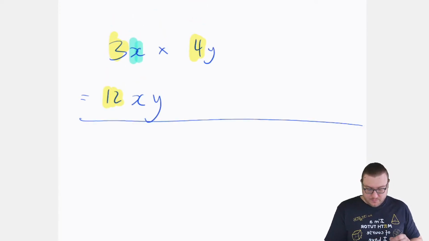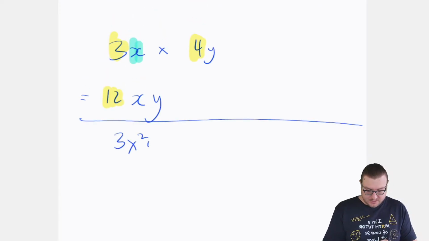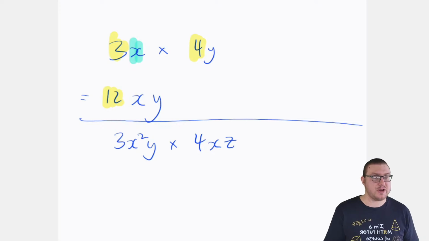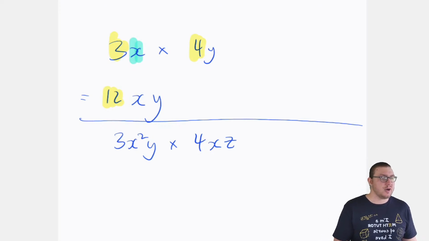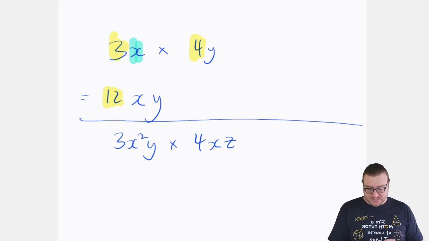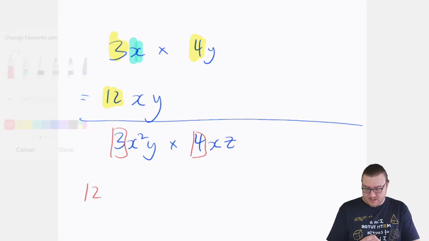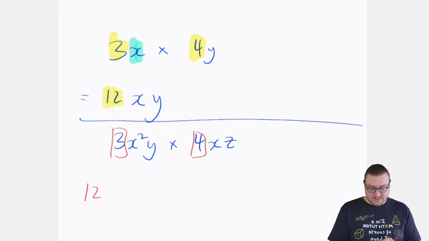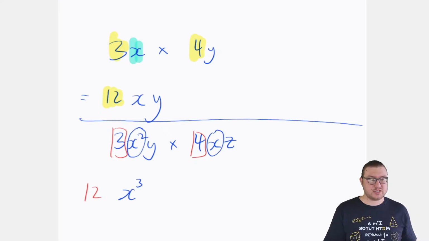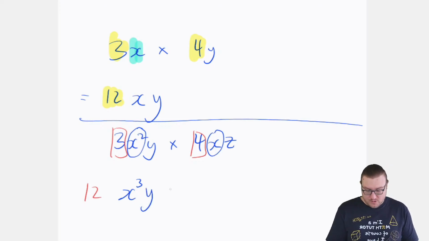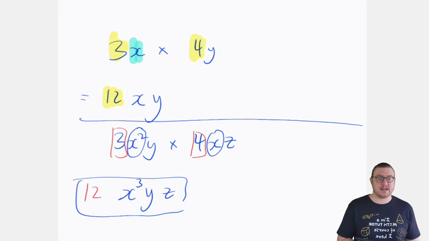Okay, what about if we have 3x squared y times 4xz? And I should do the x's like this to separate them from my times. So how do we do this? Well, the same goes again. We look at our numbers first. 3 times 4 becomes 12. Then we have our x's, and now here we have an x squared and an x. So together we have an x cubed. We have 1y and 1z, which leaves us with this term as the answer.